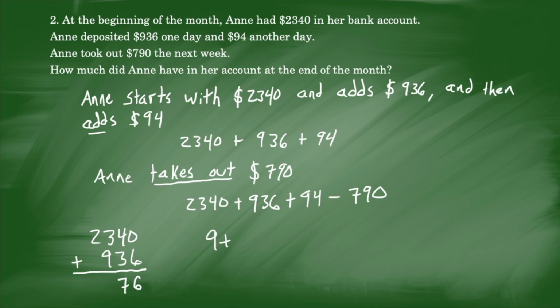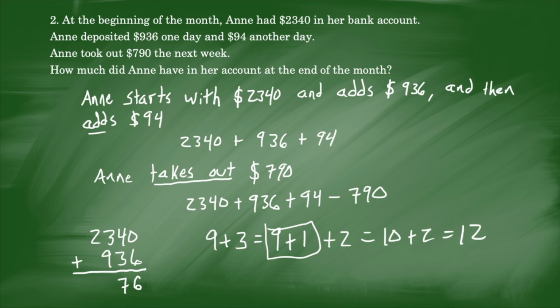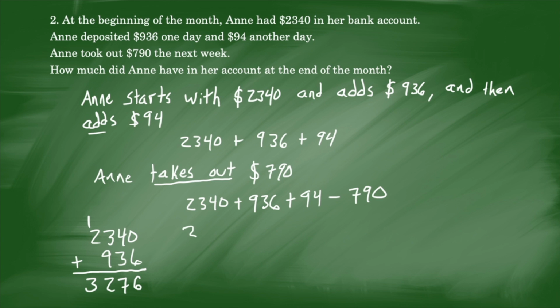9 plus 3. That is 9 plus 1, so we have to roll over plus 2. So we'd get 10 plus 2, 12. So carry the 1. 1 plus 2, 3. Okay, take that 3,276.